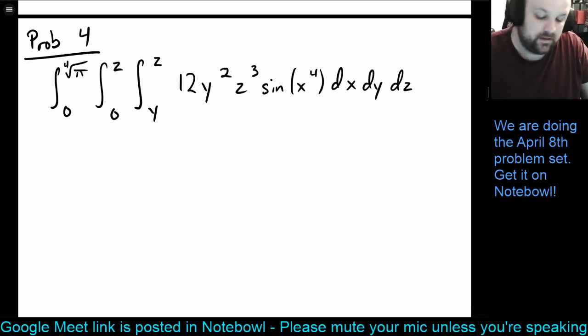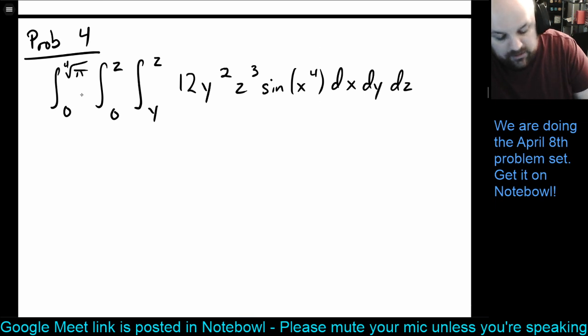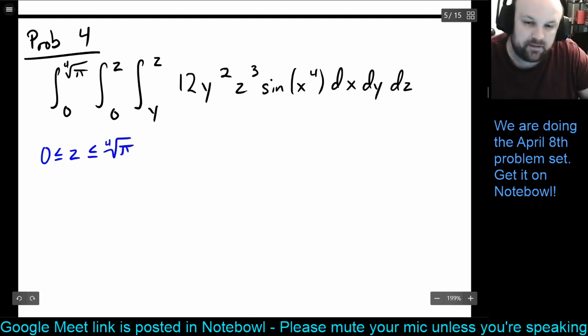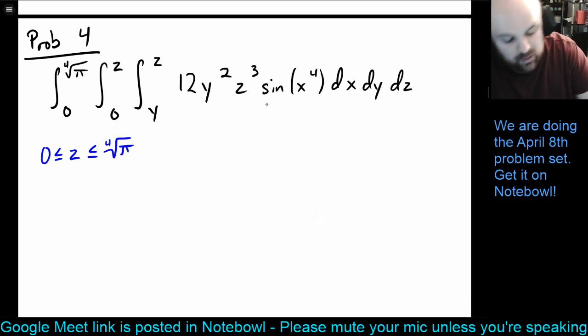All right. So here, keep in mind what the bounds of an integral tell you. Here, these are equations for z. So we know that z is between 0 and the 4th root of pi. y goes from 0 to z.